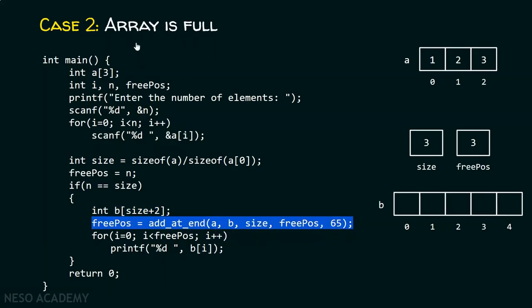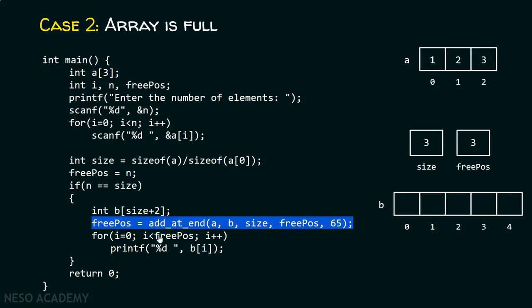Please note that here I'm assuming that the array is full. This array A can accommodate up to 3 elements and I'm assuming that the user has entered 3 elements. That is why the array is full. After understanding that the array is full, we will create the array B of size greater than the size of array A. It could be size plus 1 or size plus 2 or size plus 3, doesn't matter. You can choose any number of your choice. It depends upon how many empty slots you want to create.